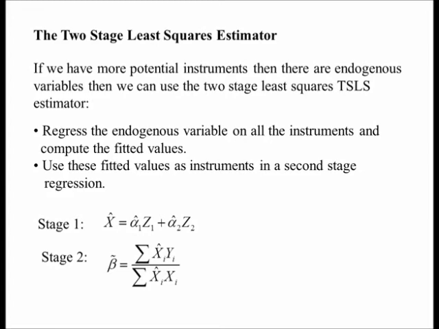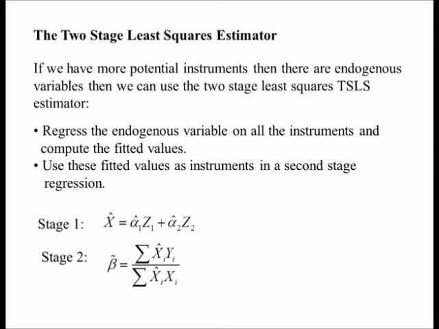Now, one of the questions that arises is what happens if we've got more than one possible instrument? If that's the case, then there's another related estimator that we often use, which is called the two-stage least squares estimator. In fact, many statistical packages don't make a distinction between instrumental variable estimators and two-stage least squares estimators. They're essentially the same thing. So if you go to eViews, for example, you will find that it doesn't make a distinction between them.